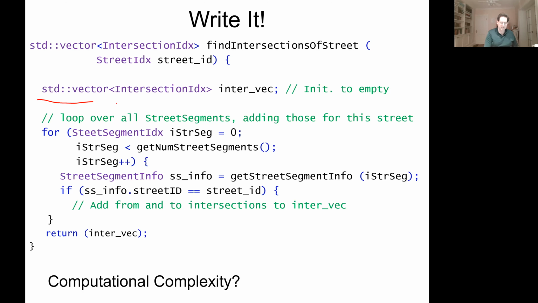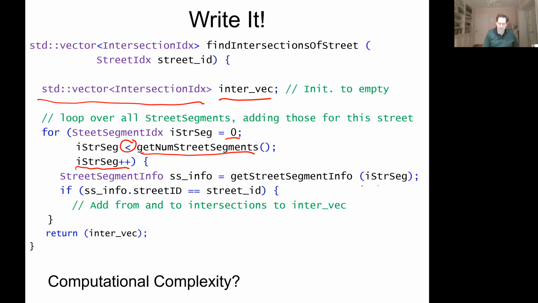Declare a vector for my result. I need a vector of intersection indices, so I declare that and call it intervec. I'm going to use the default constructor, so it's going to start out empty. Now I'm going to loop over all the street segments, from 0 to the number of street segments minus 1, so I'm going to use less than to make sure I don't go past the valid street segments. And I'm just going to keep incrementing my counter variable here. So I'm going to go through all, say, 200,000 street segments in, say, Toronto.